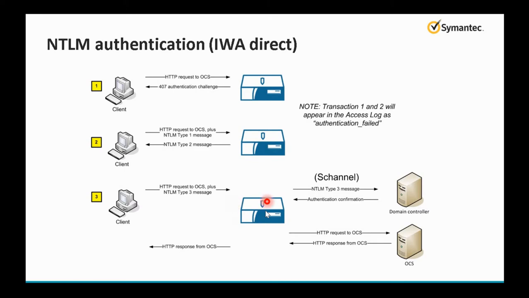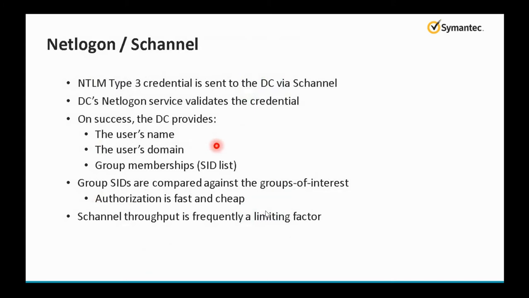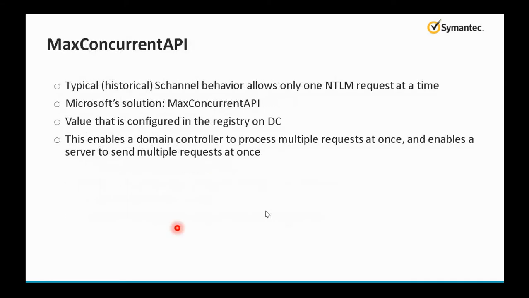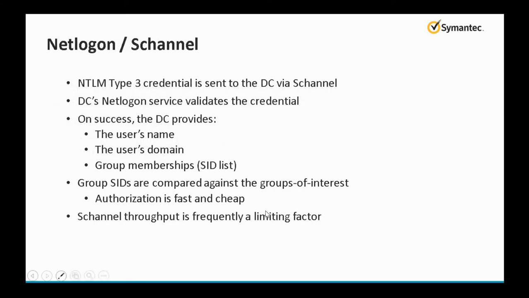Okay? And since type 3 message will have to be sent to the domain controller, this connection between the proxy and the domain controller is limited by default. Okay? And because it is limited, that is in fact the limiting factor, of course, especially if you have a large user base. Okay? Now, as what you can see in the proxy, let me just quickly show it to you.